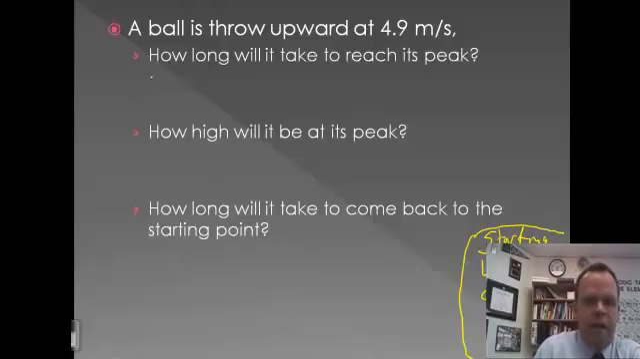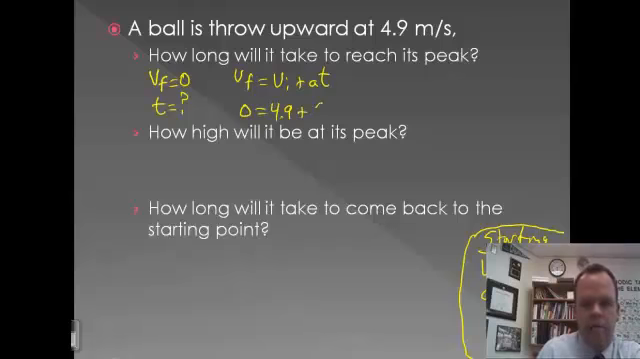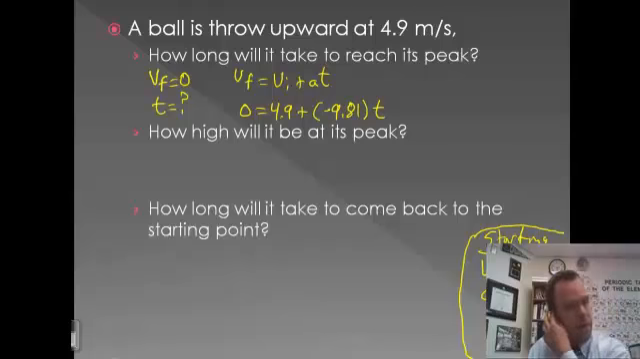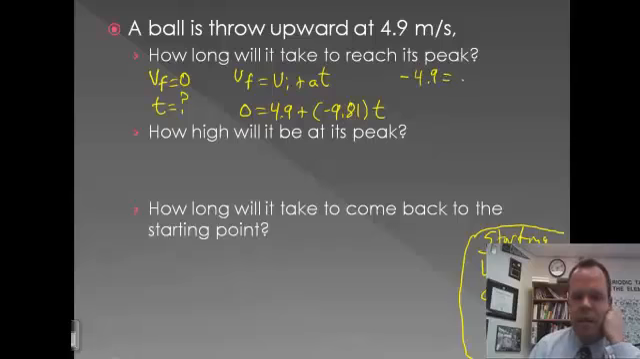Now the rest of the information, I know at the peak, its final velocity will be 0, and I'm looking for the time. So with those four variables, the best equation, Vf equals Vi plus At. So 0 equals 4.9 plus negative 9.81 t. Positive and negative is very important. This is going up, the acceleration is down, so they must have opposite signs. So subtract both sides by negative 4.9, divide, and I get 0.5 seconds.